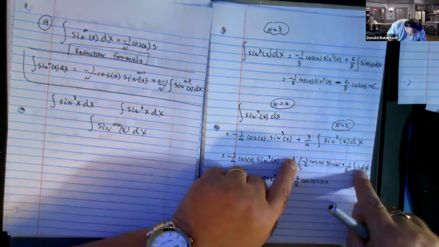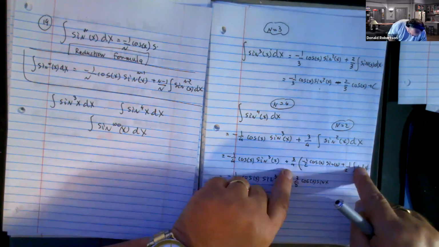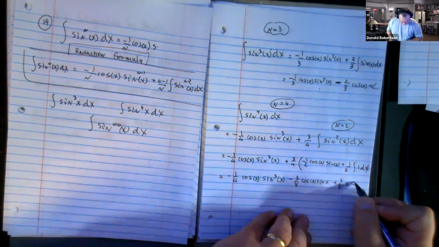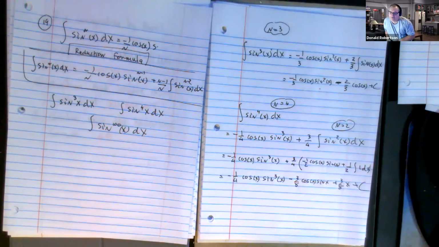Integrate that, you get an x, so that's a half x. A half times that guy gets me 3/8 of an x. Hopefully I didn't screw anything up. We are finished. Phew.